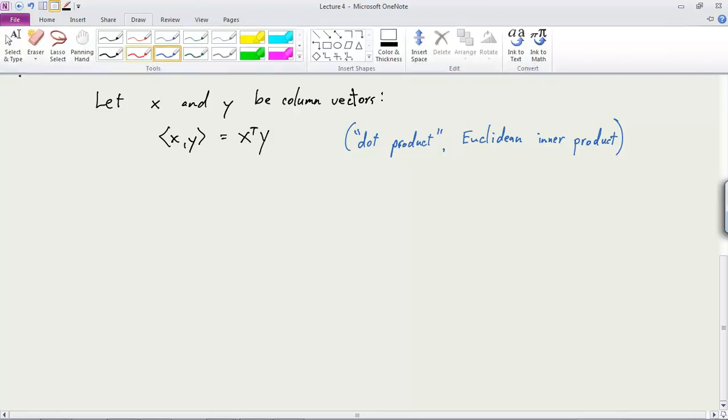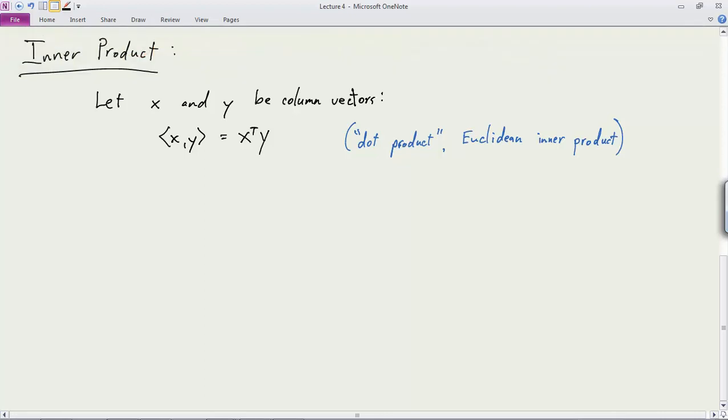Now, we are going to keep things general. Our x and y could be complex. And then the definition of inner product actually has a conjugate on the second one. So if they were real, that wouldn't matter. But in general, you put a conjugate.